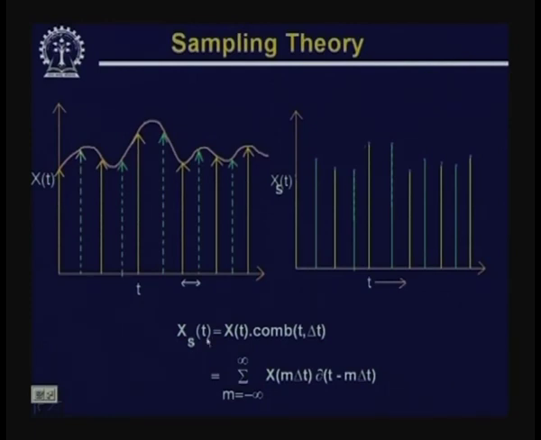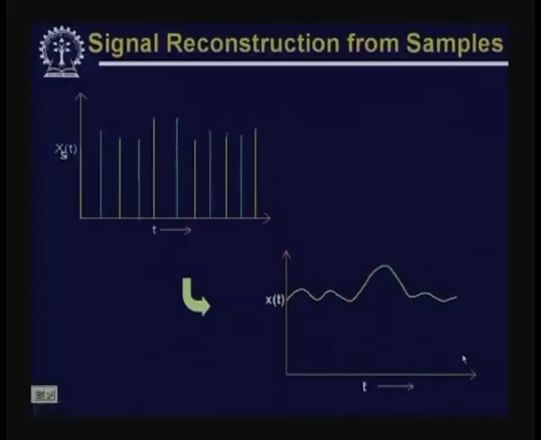So, this x_s(t), that is, the sampled version of the signal x(t), can be represented in the form of x(m delta t) into delta(t minus m delta t), where m varies from minus infinity to infinity. Now, our problem is that given these sampled values, how to reconstruct the original signal x(t) from the sampled values of x(t), that is, x_s(t).